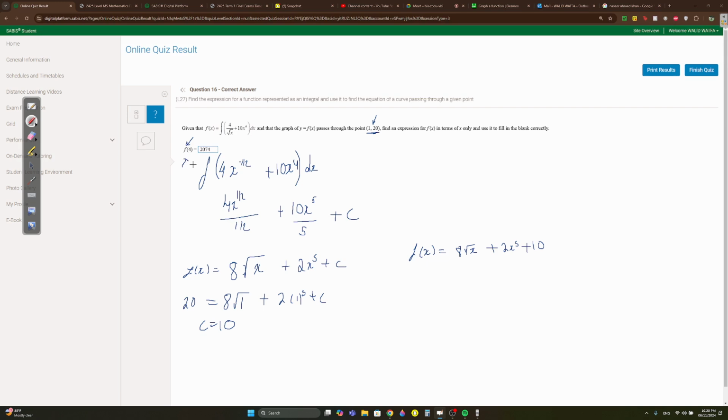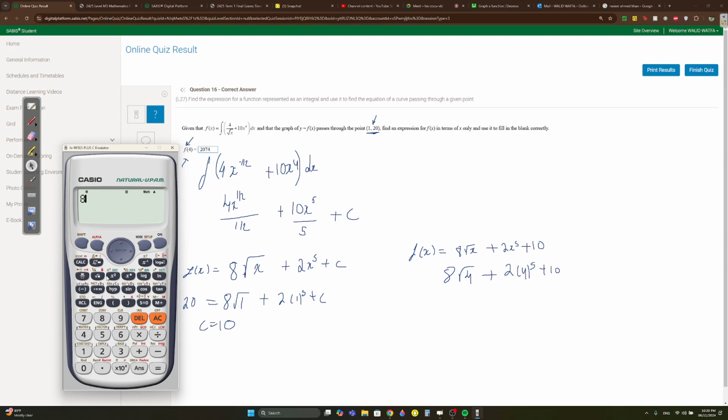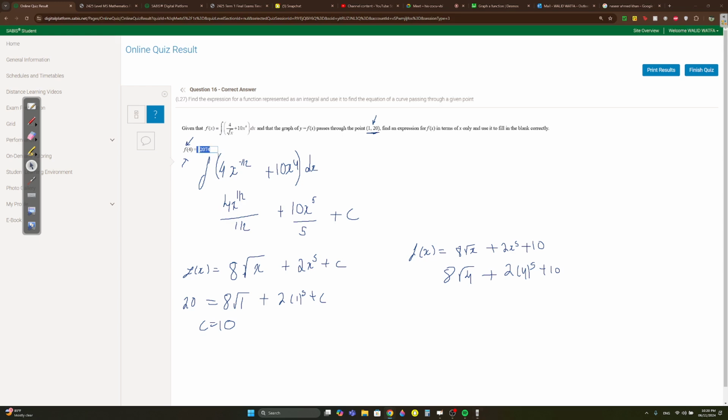Now, can I find what f of 4 is? Yes, I can substitute 4. Substitute as 4. And you should get 2074. Let's see: 8 root 4 plus 2 times 4 to the power of 5 plus 10. You get 2074. That's it for 5.1.